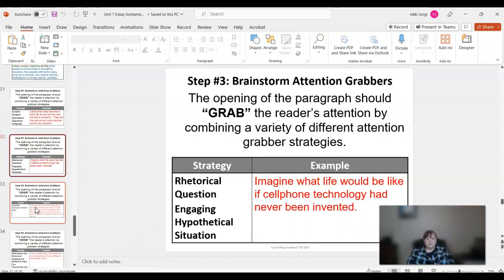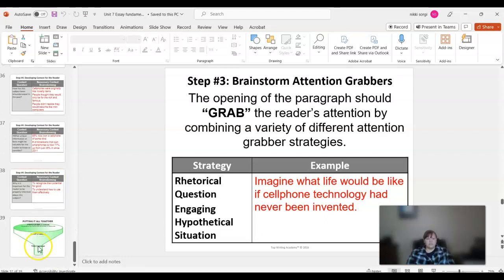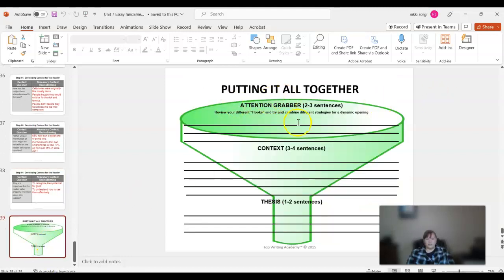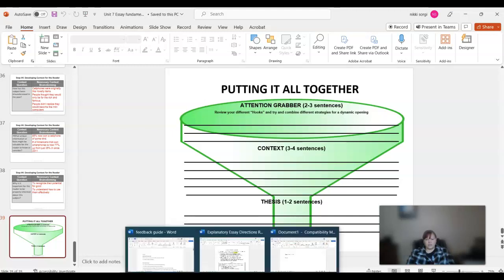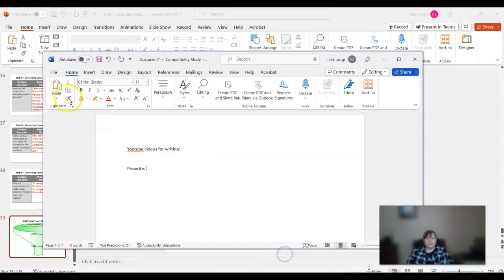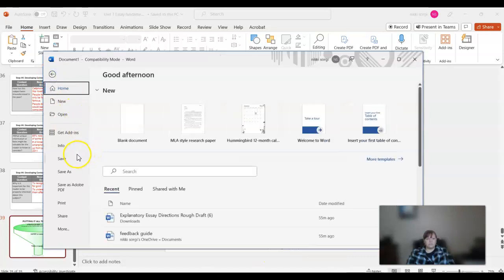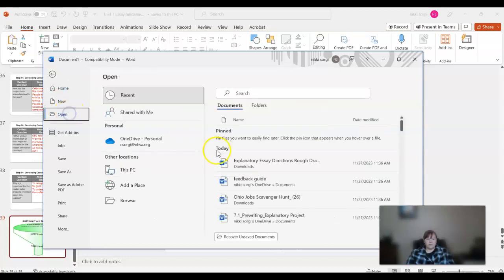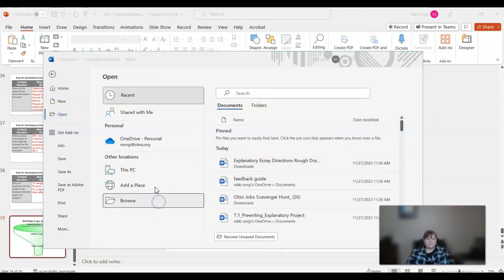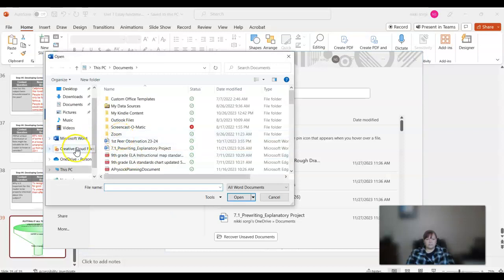Okay. And then you're going to continue with that. So let me go down. So if we put it all together, your attention grabber should be 2 to 3 sentences. Try different ones, figure it out. Your context will be like a sentence and your thesis will be 1 sentence. Okay, because this is just a 5-paragraph essay, so it's not going to be long. I am going to go in and I want to show you somebody did a great job, and I have hers from a different class, and she said I could share it with everyone.